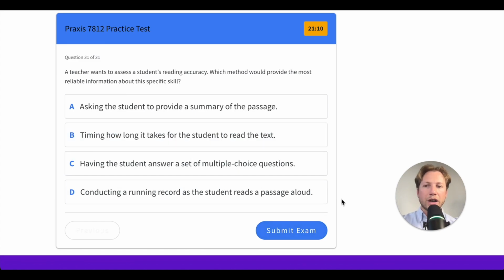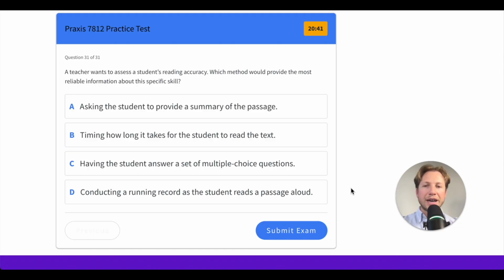Moving on to question number 31. Here we go. A teacher wants to assess a student's reading accuracy. Which method would provide the most reliable information about this specific skill? Back to the fluency questions. Remember the 3 legs of fluency, that's accuracy, rate, and prosody. In this question, it mentions accuracy. And the question here is, which method would provide the most reliable information?